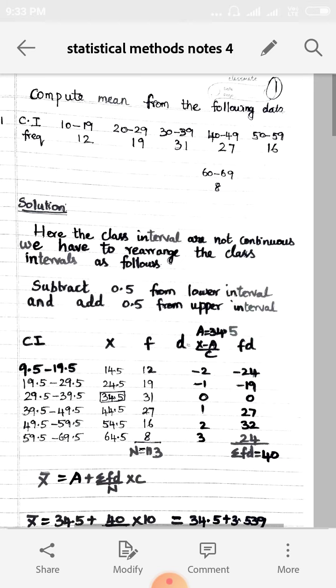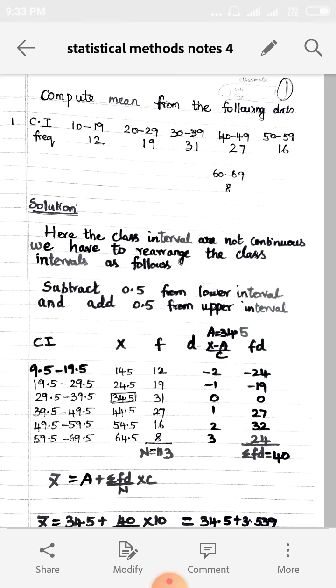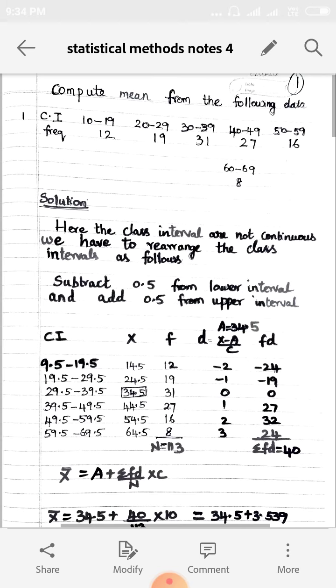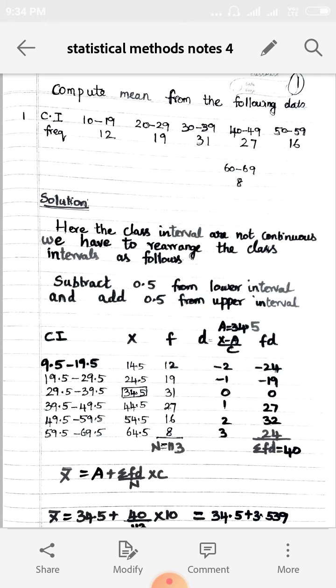Next we have to find D. What's the formula for D? D is nothing but x minus a by c. Here I select a equal to 34.5. So by using the formula, we get the D values as minus 2, minus 1, 0, 1, 2, 3. Next we have to find FD. FD is nothing but multiplying F and D values. We find summation FD is equal to 40 and capital N is equal to 113.